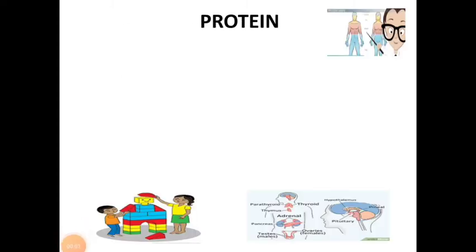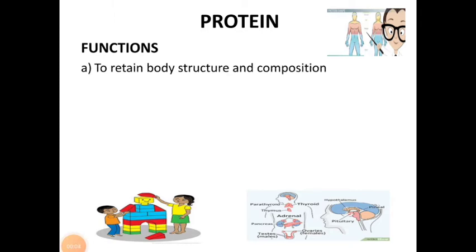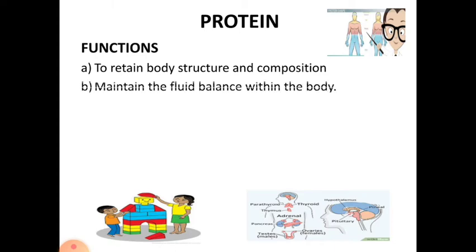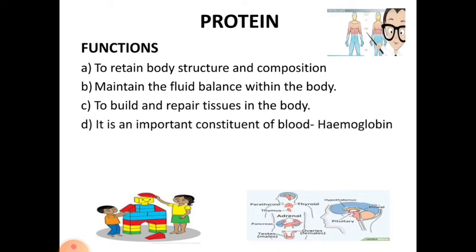Now, we'll start with the functions of protein. Protein helps to retain body structure and composition as it is present in every cell of our body, and 15 to 20% of our human body consists of proteins. It also helps in maintaining the fluid balance within the body. It helps to build and repair tissues in the body. You must have seen doctors advising patients with burn injury or wound to have a good protein diet because it helps in recovery. It is an important part of the blood, that is hemoglobin.